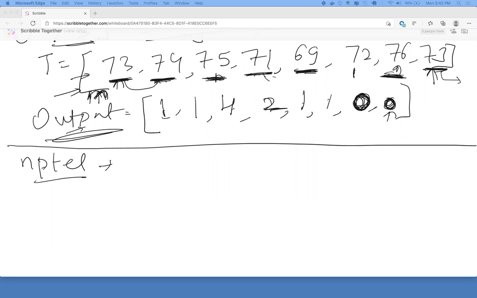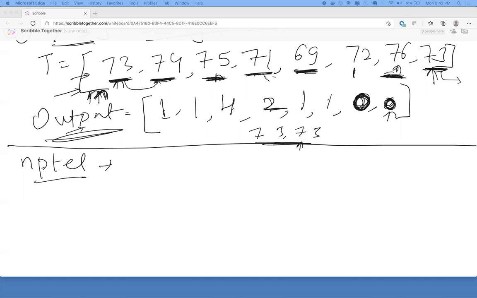69, 1. 72, 1. 76 doesn't have anything, so it will be 0. 73 is 0. And if it is 73 followed by 73, that would not be a warmer temperature day. You won't count it. Is that clear? Is that question clear?